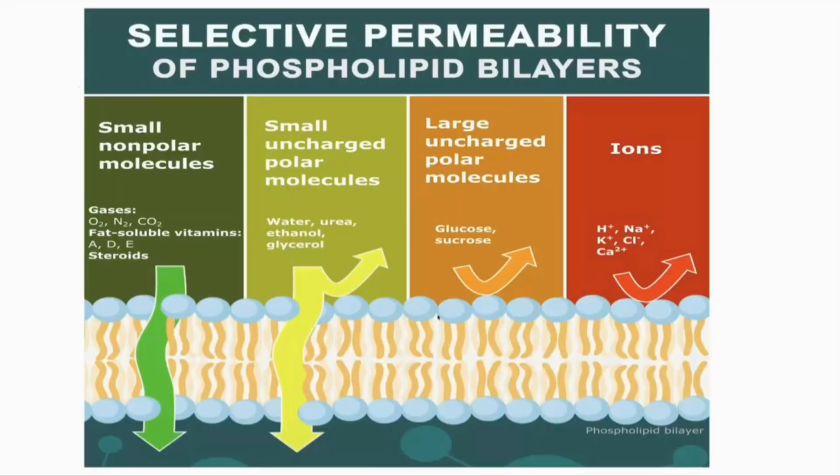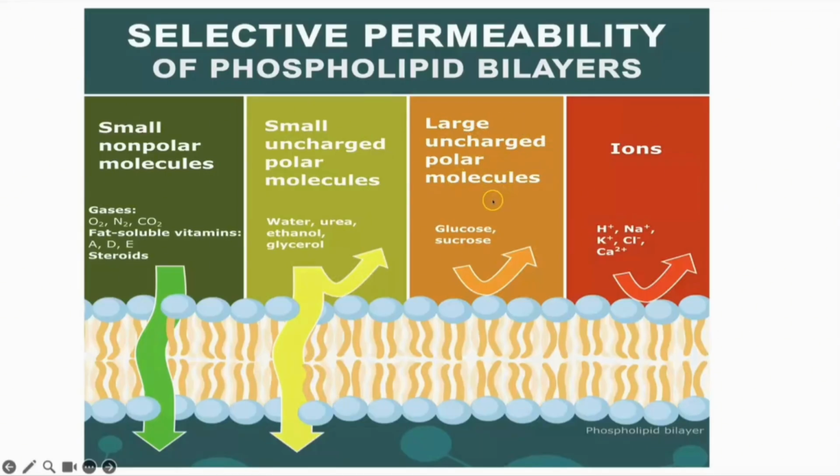This picture clearly shows the selective permeability of the phospholipid bilayer. The gases and the fat-soluble vitamins can easily move into the cell through the plasma membrane. Some small uncharged polar molecules, that is water, urea, ethanol and glycerol, can be transported inside the cell, but a few of them can be rejected.